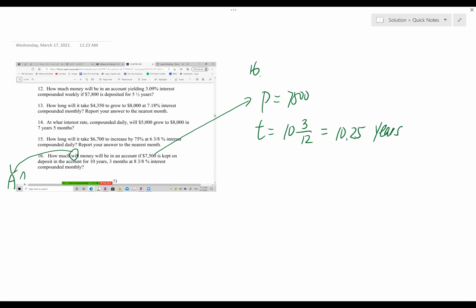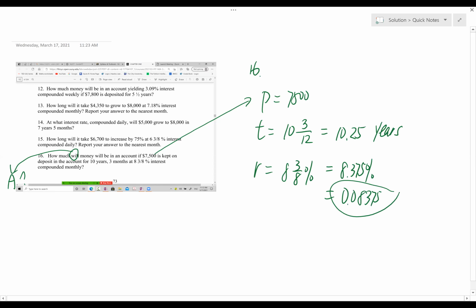Then we get t. Now the rate is also given. It's 8 3/8%. We turn it into a decimal, 8.375%, and again convert it to a decimal, 0.08375. So we have the rate, the time t, and the principal. We know the compounding period: it's compounding monthly, so n equals 12. Now once we know all of this, we plug into the formula P times 1 plus r over n, to the nt.